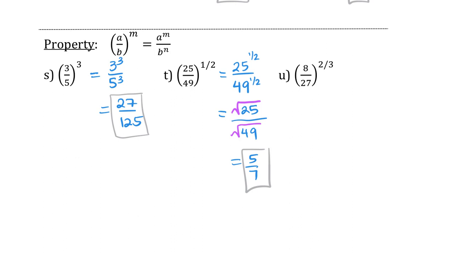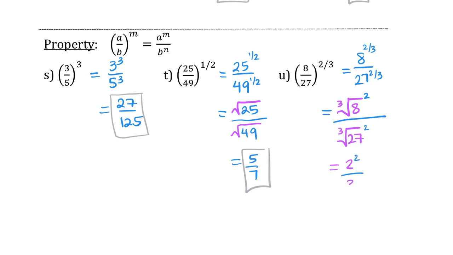Okay, one more. 8 over 27 to the 2/3. So I'm going to go ahead and do the top and bottom separately. So 8 to the 2/3, 27 to the 2/3. Okay, what is that? That's the third root of 8, then I'm going to raise it to the second, over the third root of 27, and I'm going to raise it to the second. What's the third root of 8? Third root of 8, that's 2. Raised to the second. What do I have on the bottom? Third root of 27 is 3. Raised to the second, so I'm going to get 4 over 9.